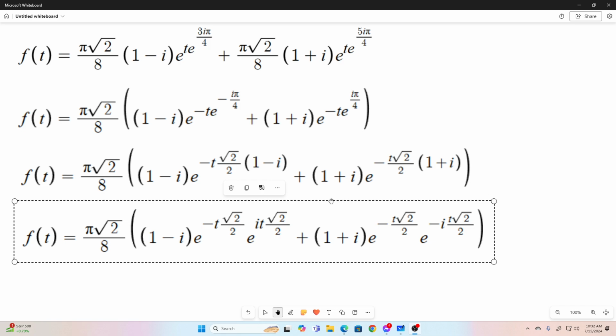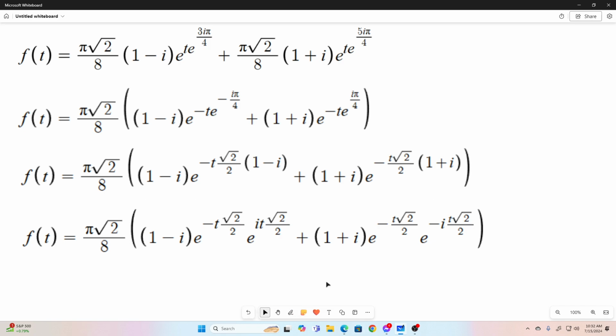Next, we use the properties of exponents to split this and this into two separate exponentials. So this is e to the negative t squared root of 2 over 2 times 1, times e to the negative t squared root of 2 over 2 times negative i, and that's shown here. And we did the same thing over here. Again, nothing too complicated there.